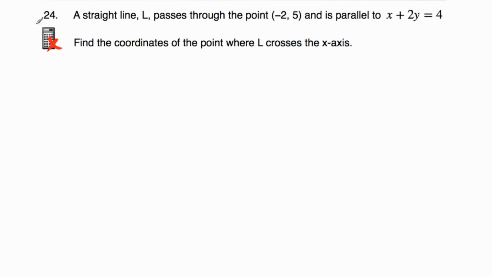So let's have a look at our last question. Question number 24. Question 24 says a straight line L passes through the point (-2, 5) and is parallel to x + 2y = 4. Find the coordinates of where L crosses the x-axis.